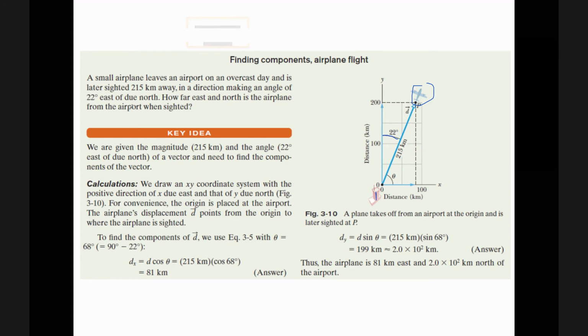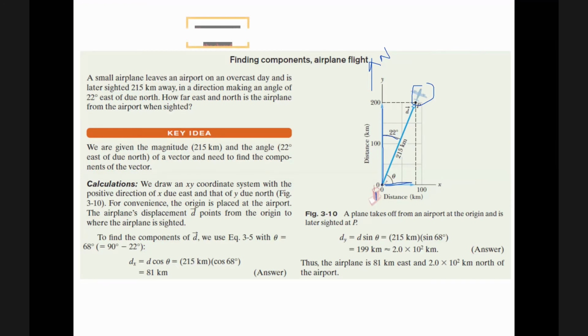In a direction making an angle of 22 degrees east of due north. What does east of due north mean? This is due north. East of north means 22 degrees toward the east relative to the north. So 22 degrees east of due north. How far east and north is the airplane? Meaning, tell me the x component and tell me the y component. These are the scalar quantities of this location of the airplane.